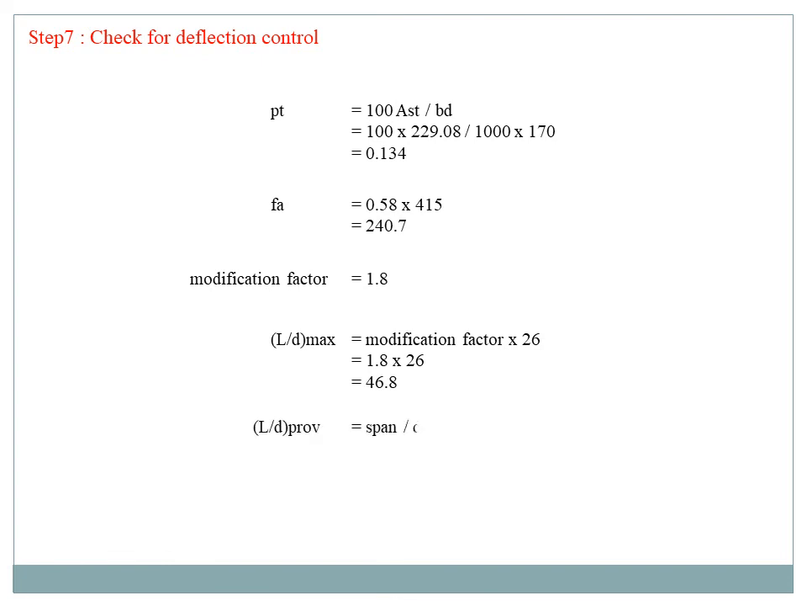Then L by d provided is equal to the span by depth ratio. The span length is a known value, 6 meters, so it converts into 6000 mm. The depth is equal to 170 mm. So L by d provided is equal to 35.2. So L by d maximum is greater than L by d provided. Hence safe. Thank you.